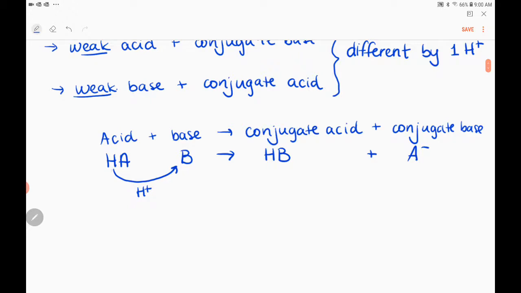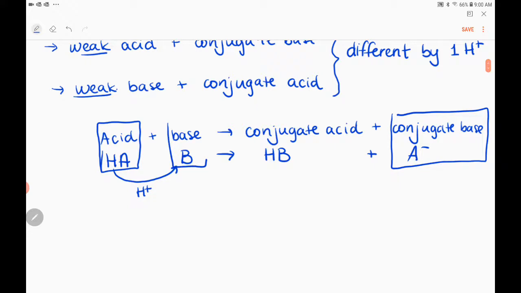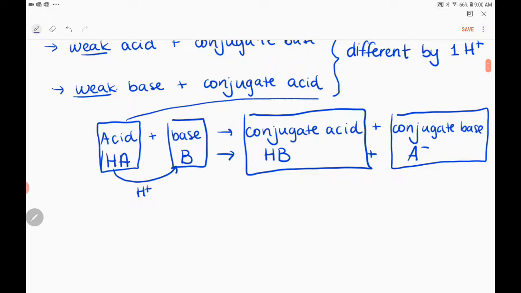So this acid becomes the conjugate base, and the base becomes the conjugate acid. And as you can see, in each one of these cases, the acid and the conjugate base, the base and the conjugate acid, they're all different by exactly 1 H. The acid gave up the H, the base gained an H. They are different by 1 H plus in each case.